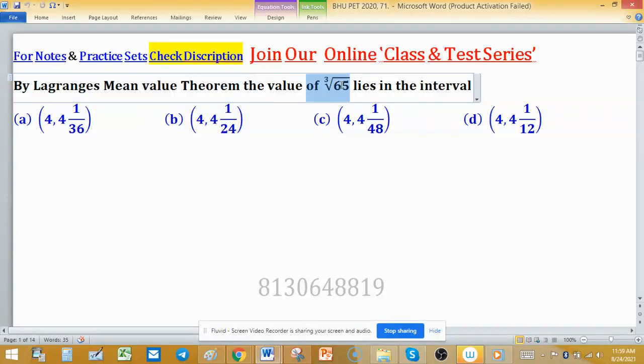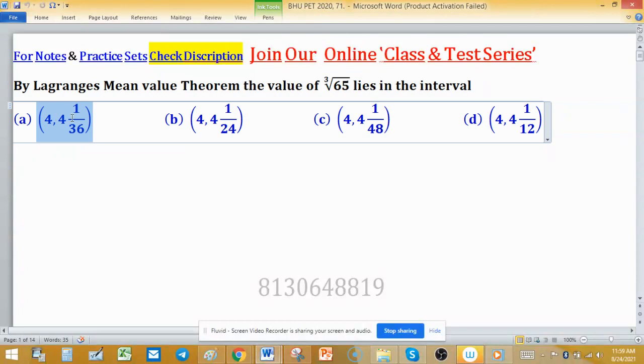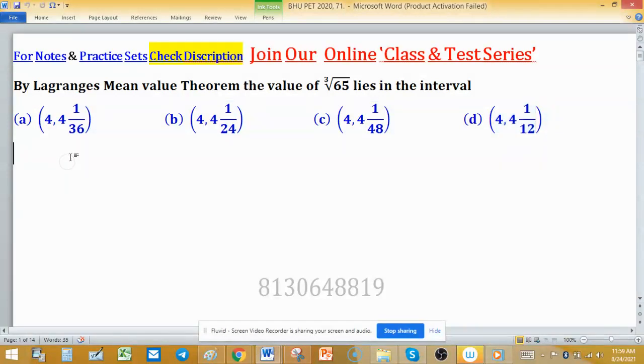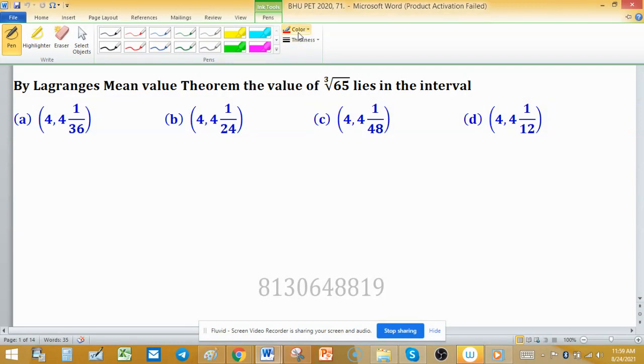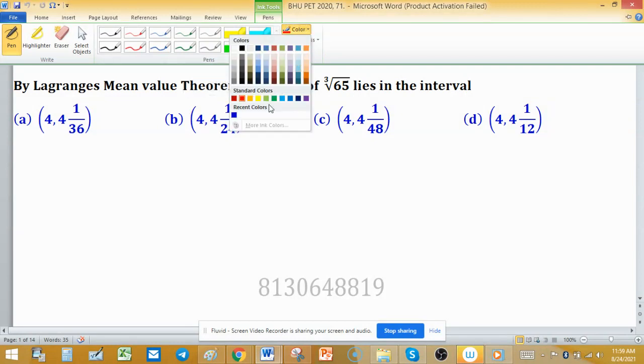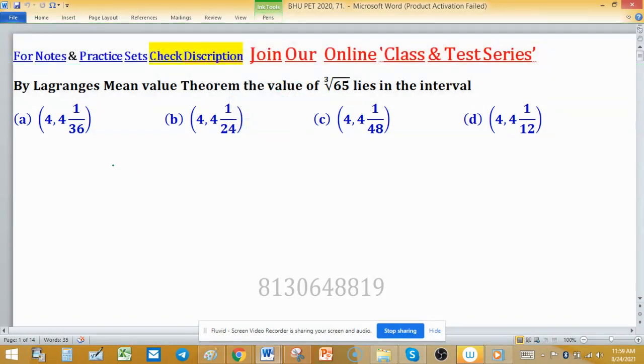Value theorem, the value of cube root of 65 lies in the interval. So you have four intervals: 4 comma 4 and 1 by 36, 4 comma 4 and 1 by 24, 4 comma 4 and 1 by 48, 4 comma 4 and 1 by 20, sorry, 12. So we have to estimate the value of cube root of 65 in this question.